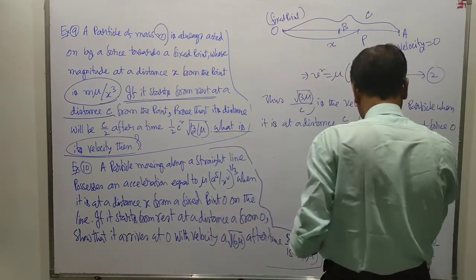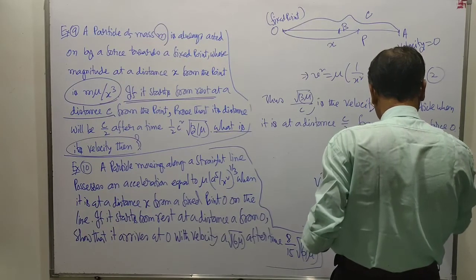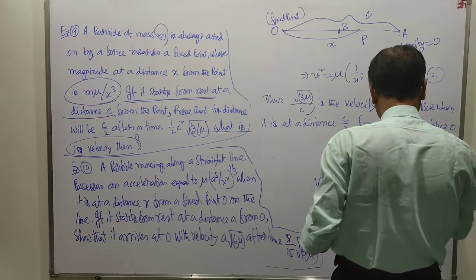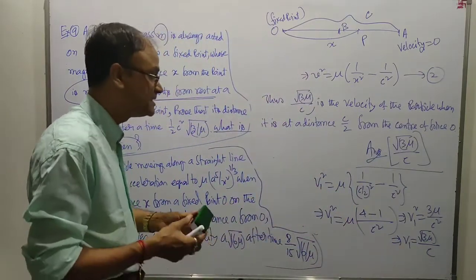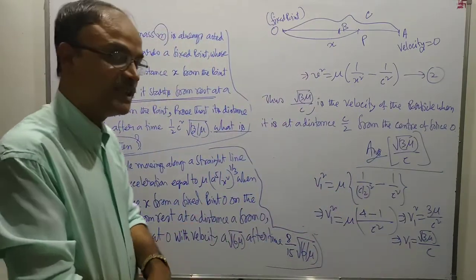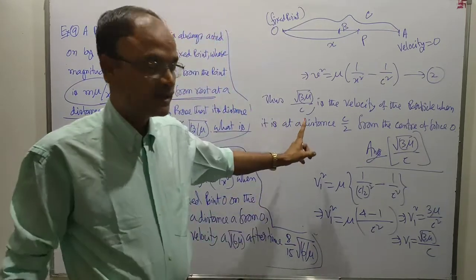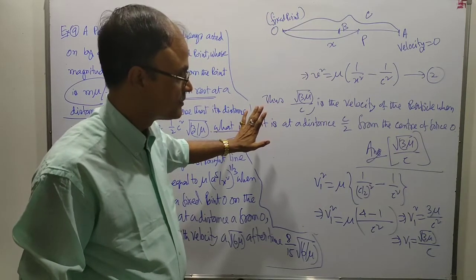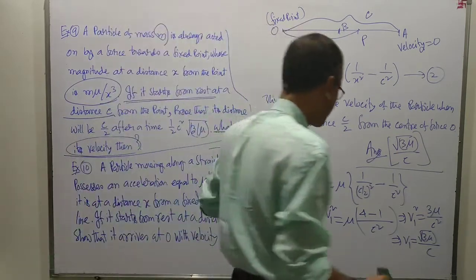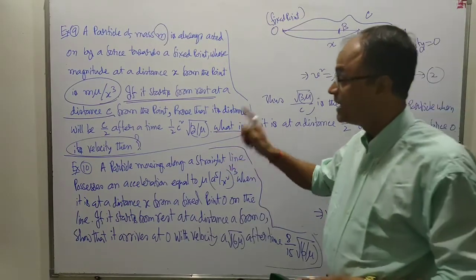One answer is root over 3 mu divided by C. It is number one answer. Root over 3 mu divided by C is the velocity of the particle when it is at a distance C by 2 from the center of force. I think there should be no doubt. Root over 3 mu divided by C. One part has been solved.